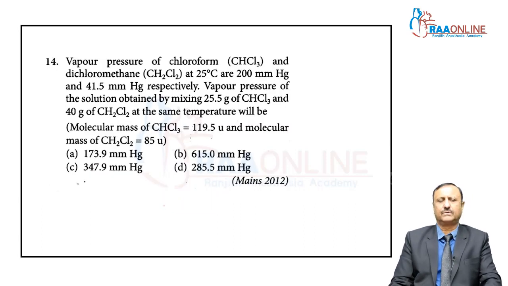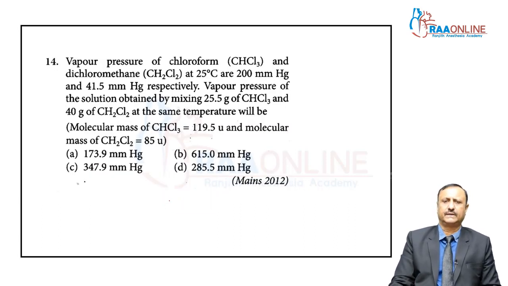Now, my dear students, we can go to question number 14, and this question is also asked in NEET 2012. Here, my dear students, vapor pressures of chloroform and dichloromethane at 25 degrees Celsius are 200 millimeter mercury and 41.5 millimeter mercury. Vapor pressure of the solution obtained by mixing 25.5 gram of chloroform and 40 gram of CH2Cl2 at the same temperature will be.